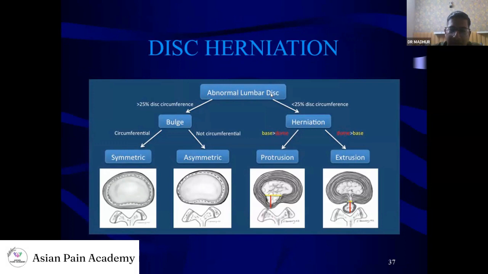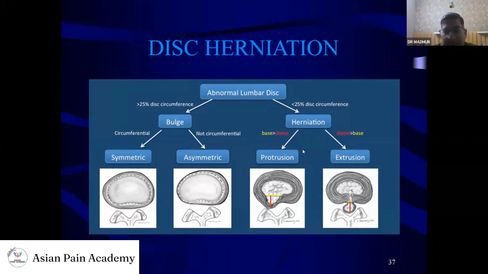The abnormal lumbar disc can be divided into two parts. If more than 25% of the disc circumference is involved, meaning the protrusion or the bulge of the disc is diffuse, it is considered a bulge of a disc, not a protrusion or extrusion. When the protruded or bulging part is less than 25% of the entire circumference, it is known as herniation. When it is more than 25%, we call it a diffuse form of herniation, which is called a bulge. A bulge may be symmetric or asymmetrical. You can see in the images.